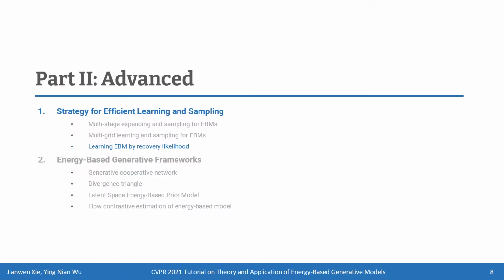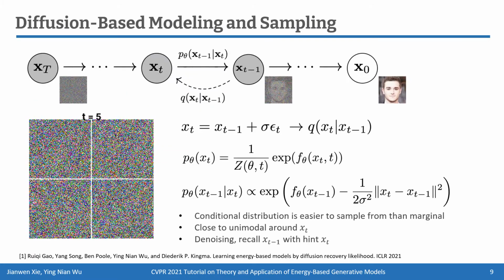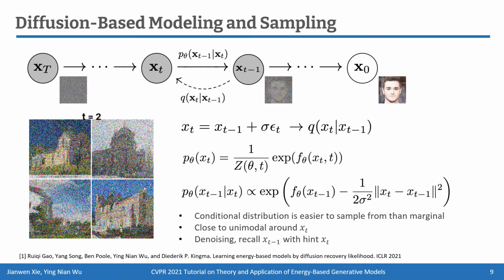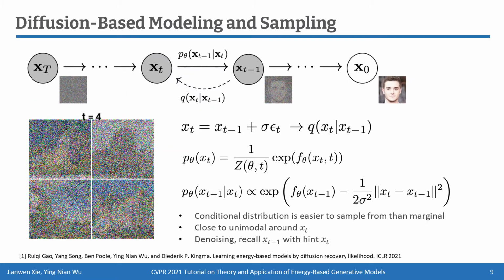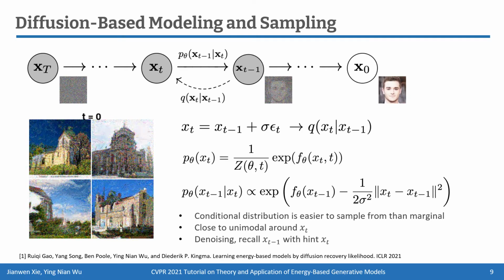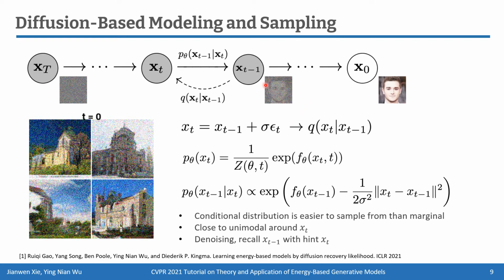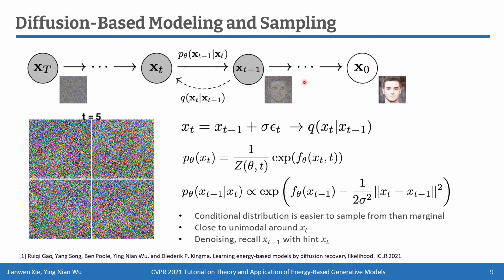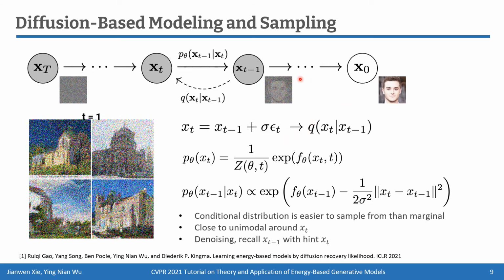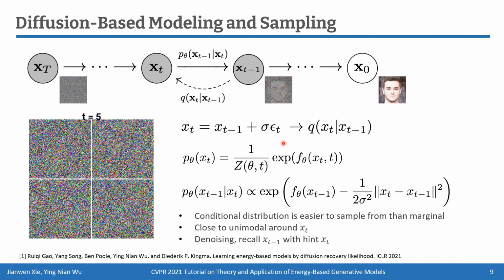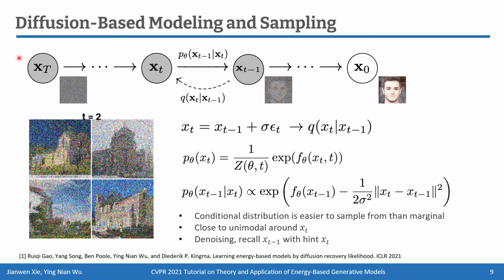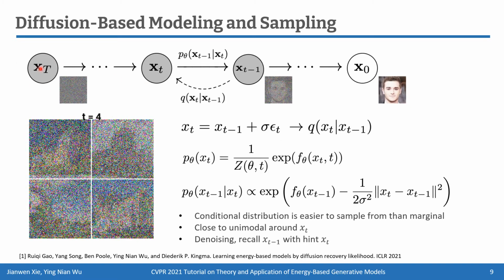We now introduce the third method. The third method is a diffusion-based modeling and sampling method. It is actually similar to the previous two methods, except that instead of creating images at multiple resolutions or multiple grids, we actually keep adding noise, Gaussian noise, to the image in a diffusion process. So by adding more and more noise, we eventually arrive at a white noise image.